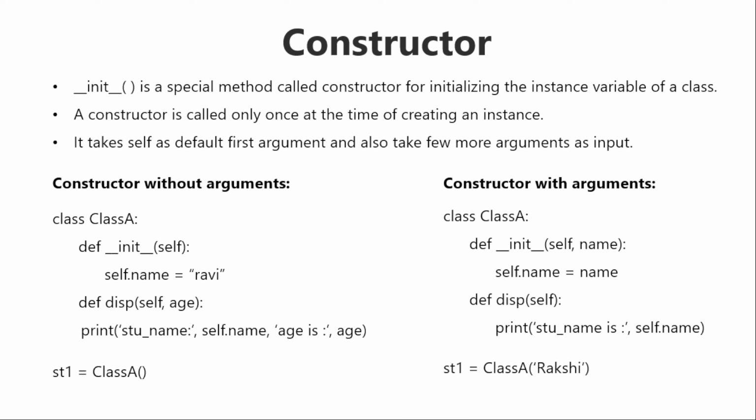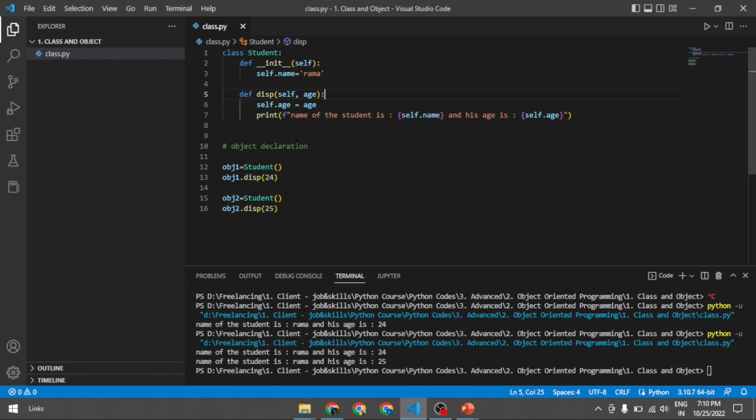So, whenever you create an object, it will be the first special method which will be called by itself to initialize the variables of a class. So when you create an object for the class, this constructor will be automatically called and it initializes the class variables. That's the operation it will do whenever you create an object for the class.